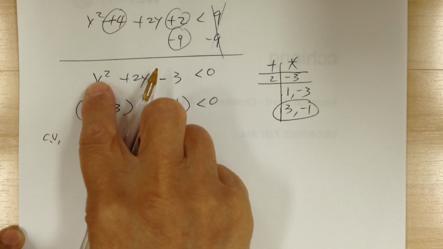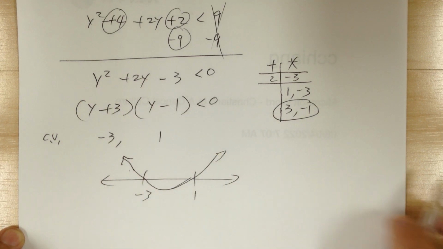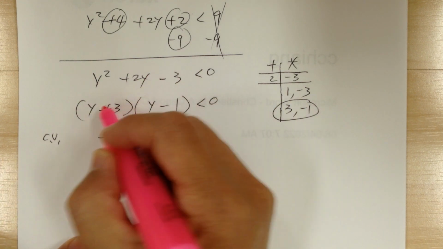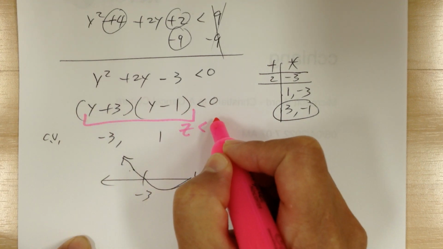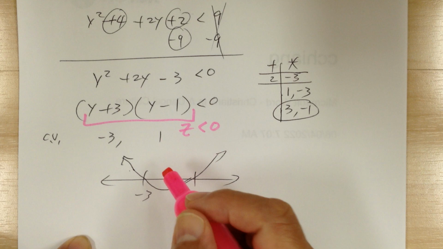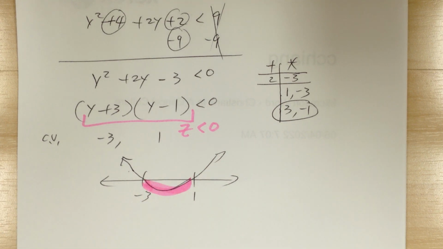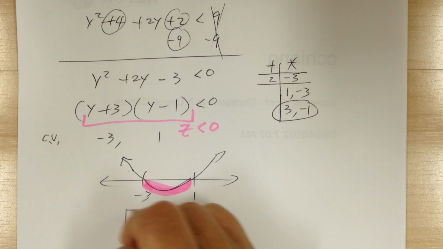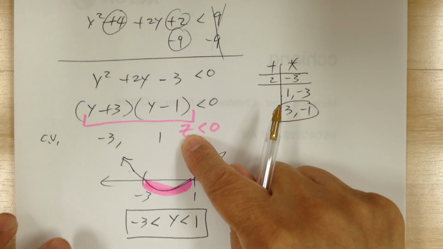Okay, and since this is positive, it's going to go like this. Since this is already a y, I'm going to make this like a z function. So z is less than 0. Less than 0 is this part right over here. So I'm going to switch back to the y, so it will be negative 3 less than y less than 1.